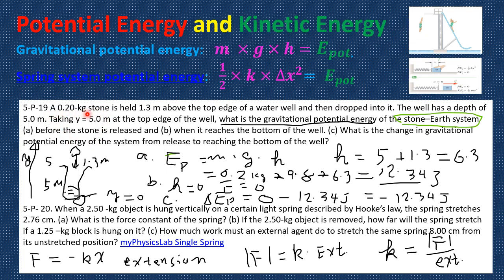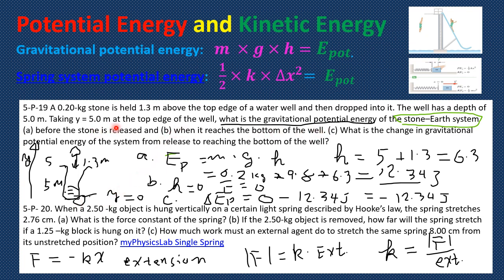A 2.5 kg stone. So here's the stone, and it's held 1.5 meters above the top edge of a water well. So the top of the well, then 1.5, and then it drops into it. Boom, that's the process. What's the physics about it? The well has a depth of 5 meters, from here to here. We're going to use the coordinate system with y equals 0 at the top edge of the well. The stone is dropped from 1.5 meters above the well, boom, down to where y equals 0.